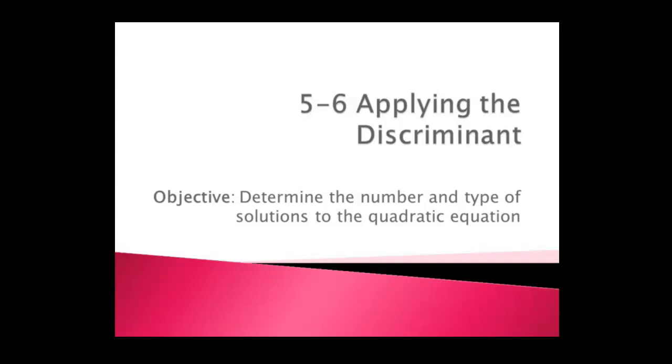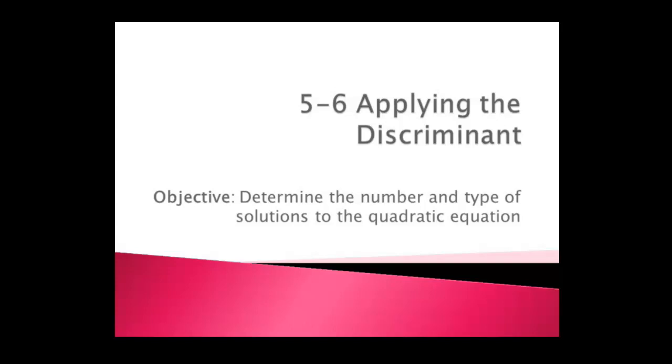All right, so the discriminant is a part of the quadratic formula. The discriminant's job is simply to tell me the number and type of solutions. So the job of the discriminant is to tell you the number and type of solutions.